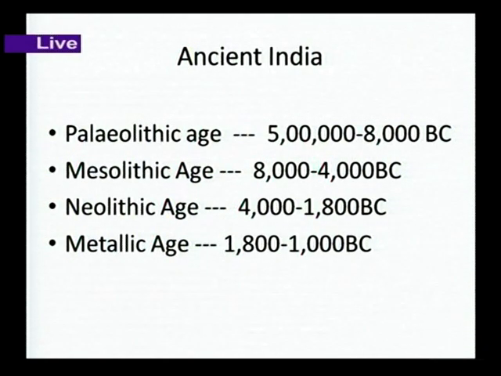Ancient India consists of 4 ages: the Paleolithic age, which ranges from 5 lakhs to 8000 BC; the Mesolithic age, which starts from 8000 to 4000 BC; the Neolithic age, which starts from 4000 to 1800 BC; and the Metallic age, which starts from 1800 to 1000 BC.